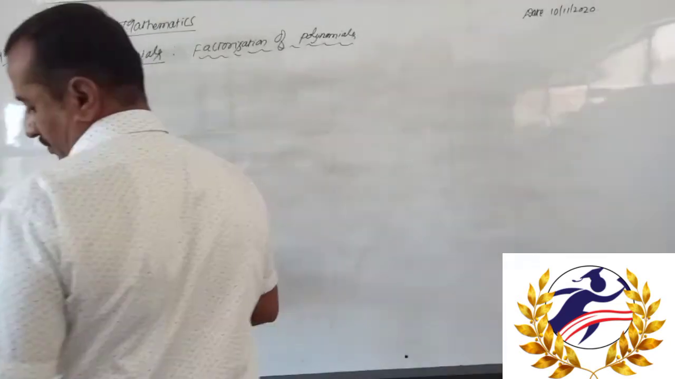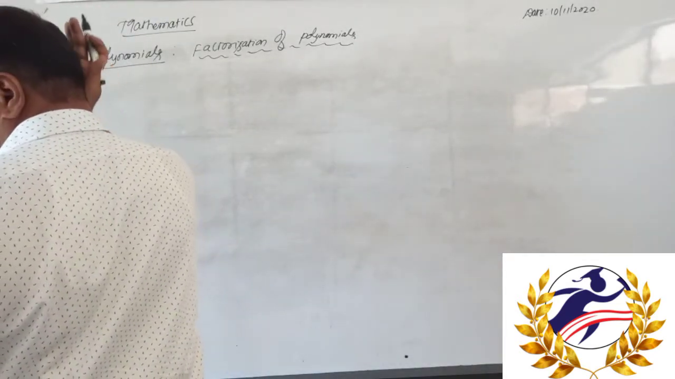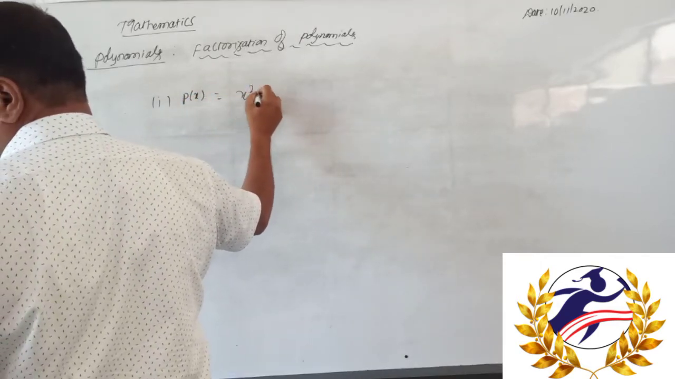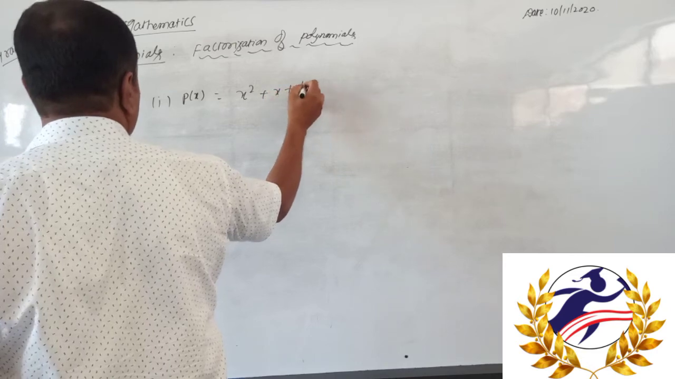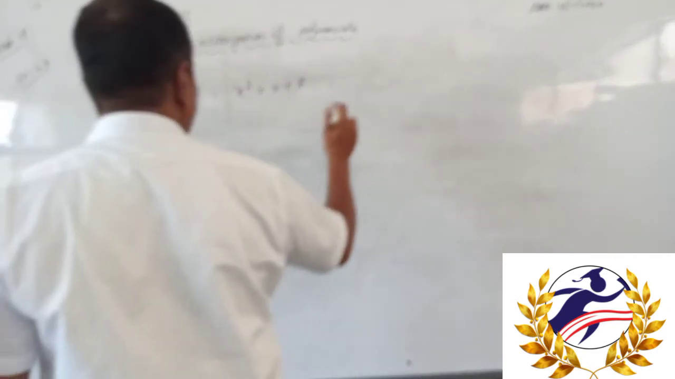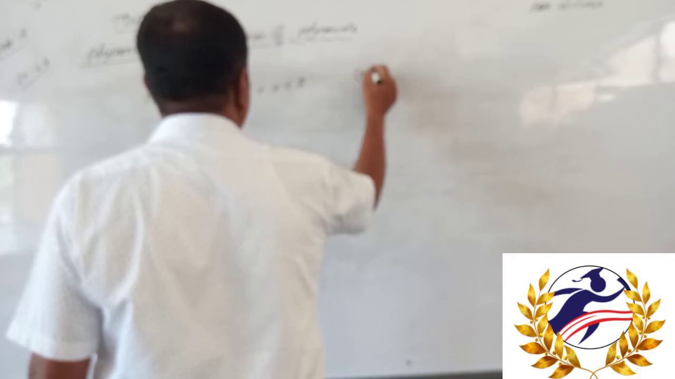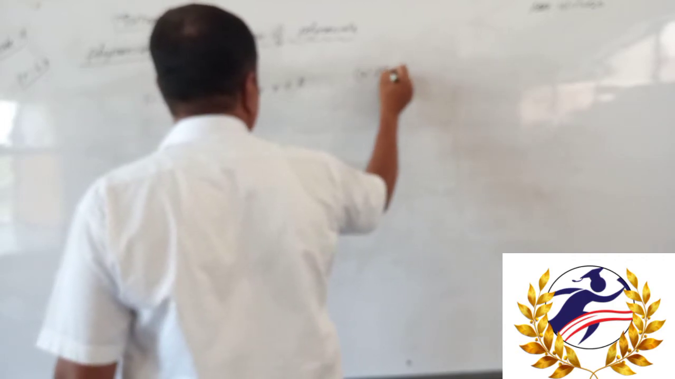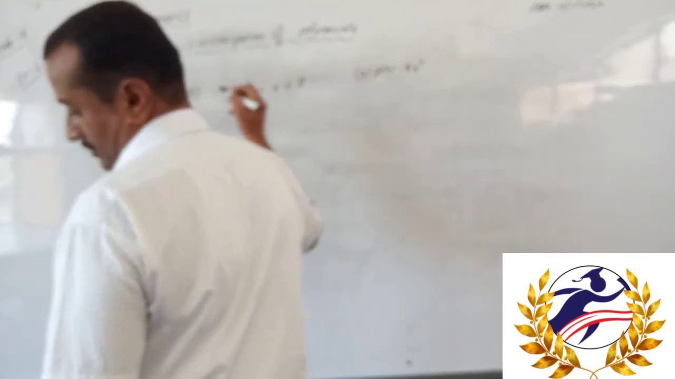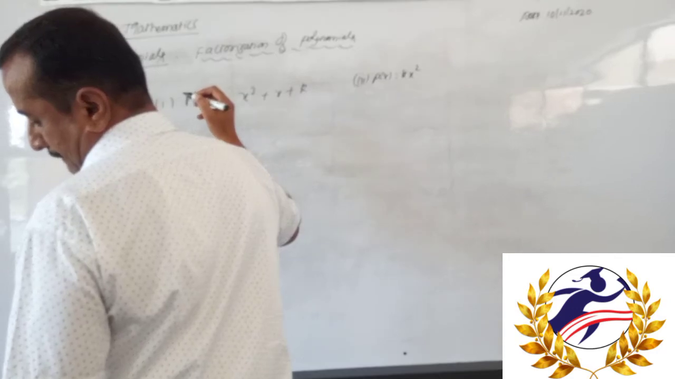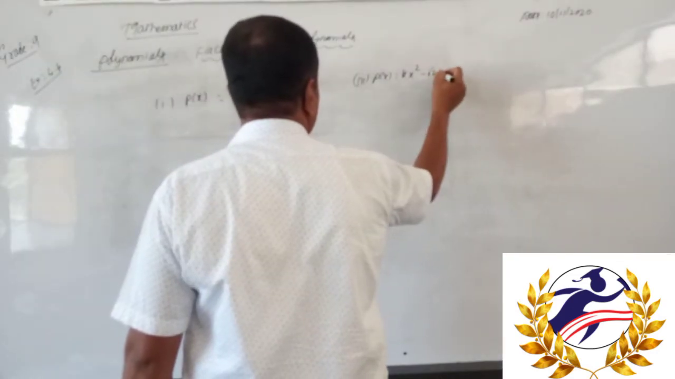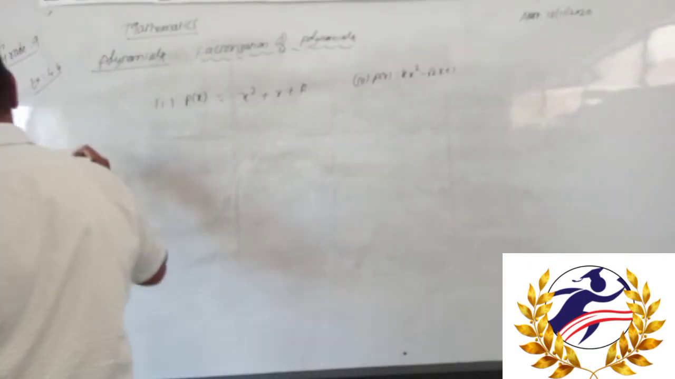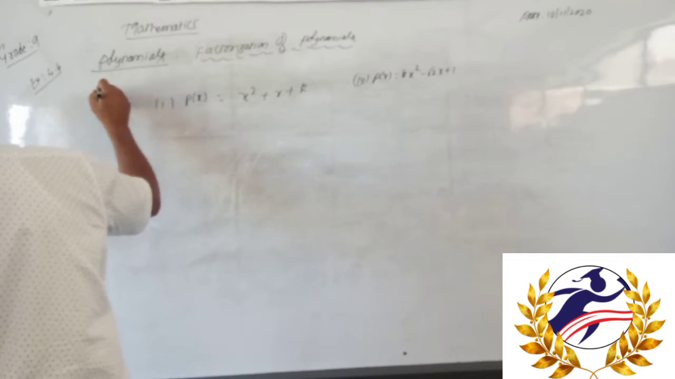Now find the value of k if x minus 1 is a factor of p of x. So first one is p of x is equal to x square plus x plus k. And the second expression. Shall I do the third one? Third one is what? P of x is equal to kx square minus root 2 x plus 1. We have to find out k if x minus 1 is a factor.